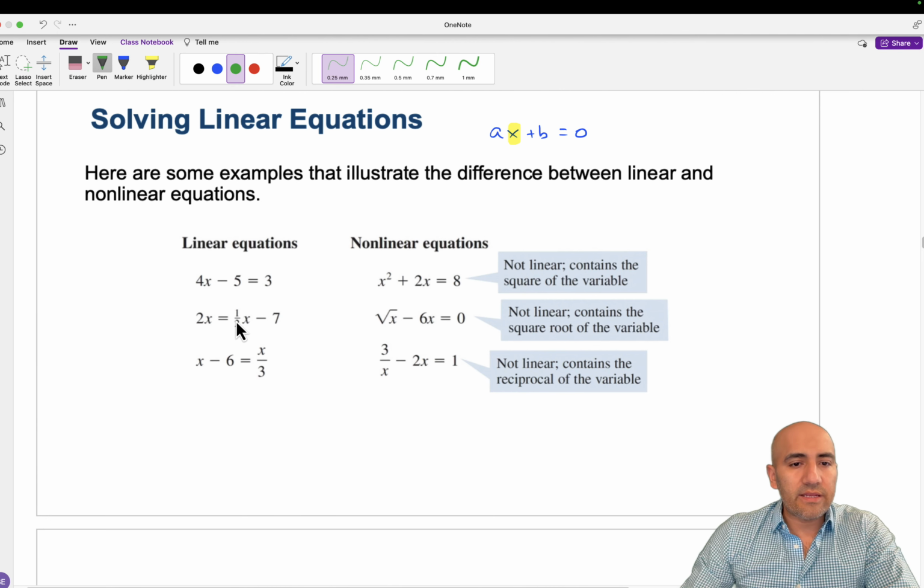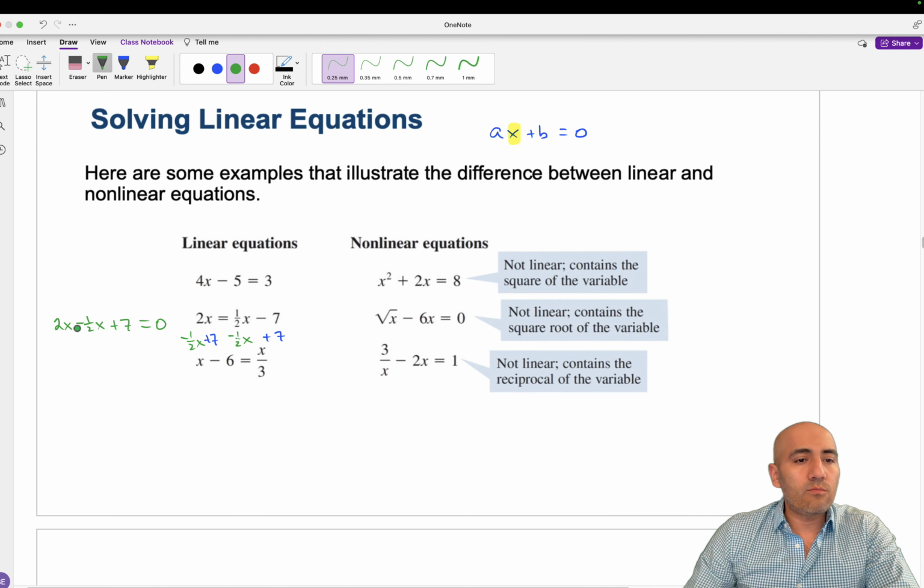can also be manipulated to fit that form. All we have to do is bring everything to one side, set it equal to 0. So here I would subtract 1/2 x from both sides of the equal sign, and then also add a 7 to this side, add a 7 to this side, and so we would end up with 2x minus 1/2 x plus 7 equals, and then on the right-hand side everything would cancel, we'd end up with a 0.